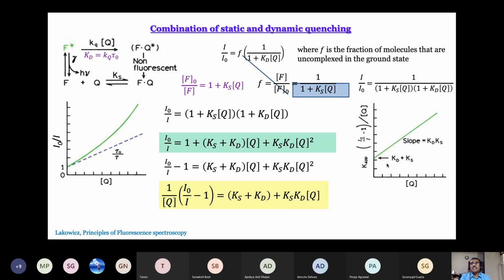If you have two equations like this, we'll get two values, fine. But how do we know which one to call Kd, which one to call Ks? Any answer? Durjoy, what do you think?